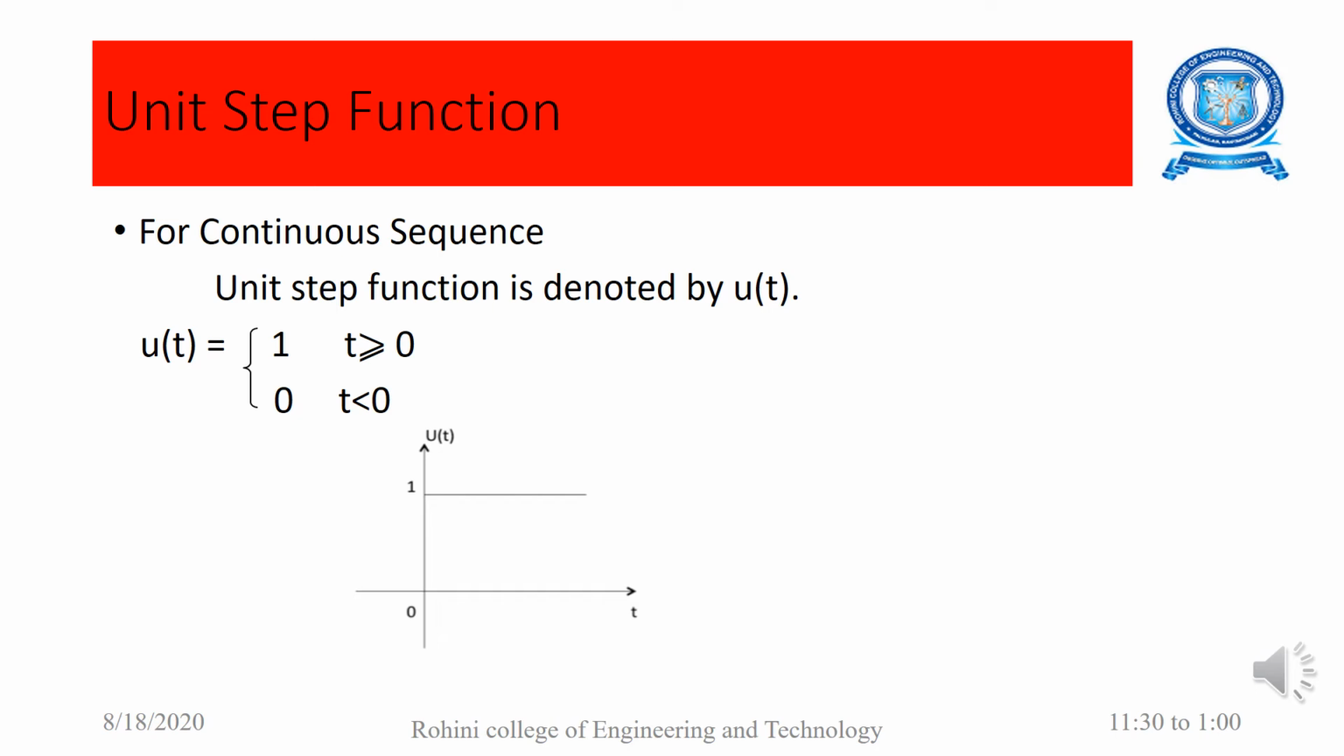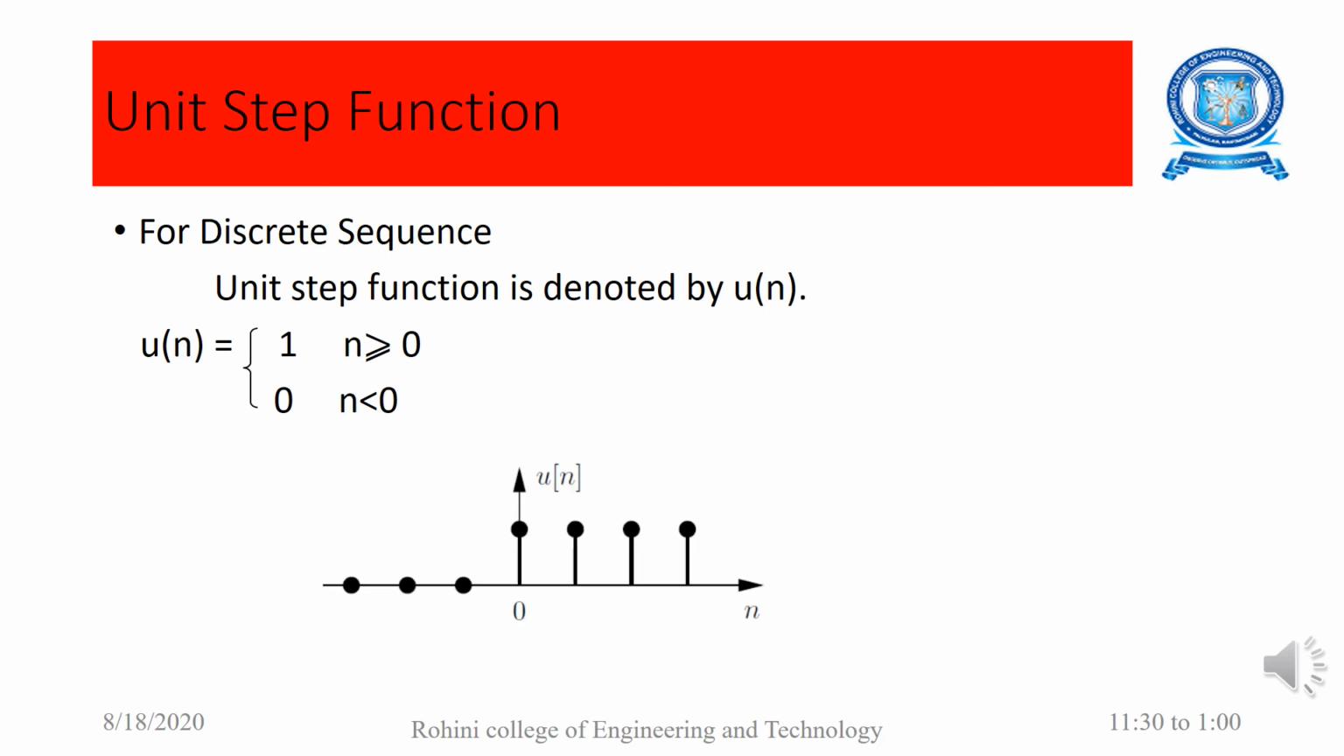The equation is u of t is equal to 1 for t greater than or equal to 0, and 0 when t is less than 0. The u of t is 1 when t's value is 0 or greater, 0 or 5 or anything else, the value is 1. The u of t is 0 when t is less than 0, that means minus 1, minus 2, minus 3, up to minus infinity, the u of t value is 0. So please remember this equation, it is very helpful for your further problem solving.